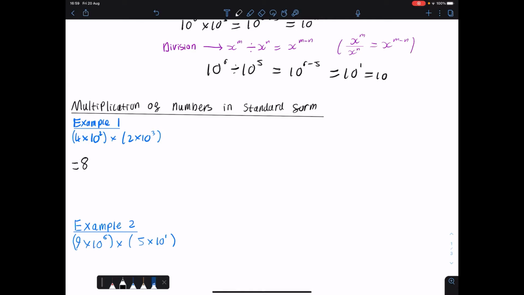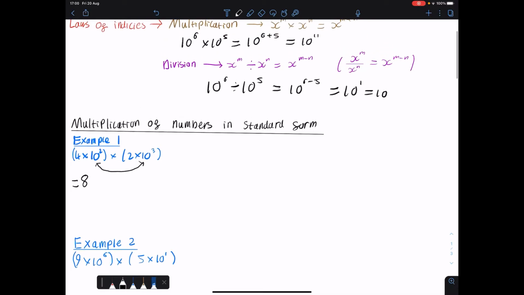Okay, the second thing we need to worry about is these powers of 10. So the second thing we need to do is multiply 10 to the power of 2 and 10 to the power of 3 together. Using our laws of indices, we know that we just need to add these powers. So 10 to the power of 2 times by 10 to the power of 3 is just going to be 10 to the power of 5, because 2 plus 3 is equal 5. And that's our final answer. It's as easy as that.